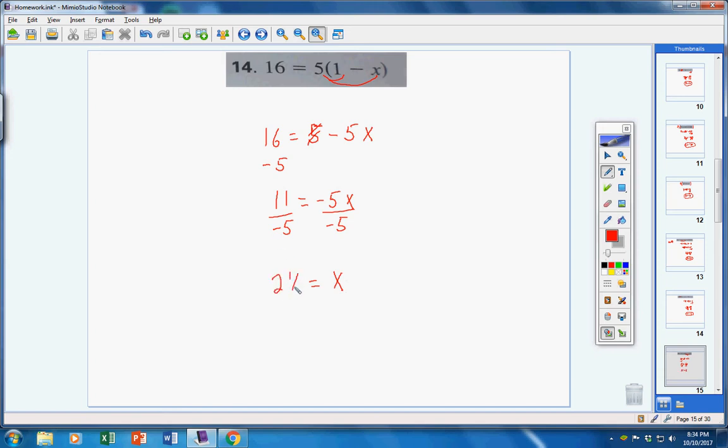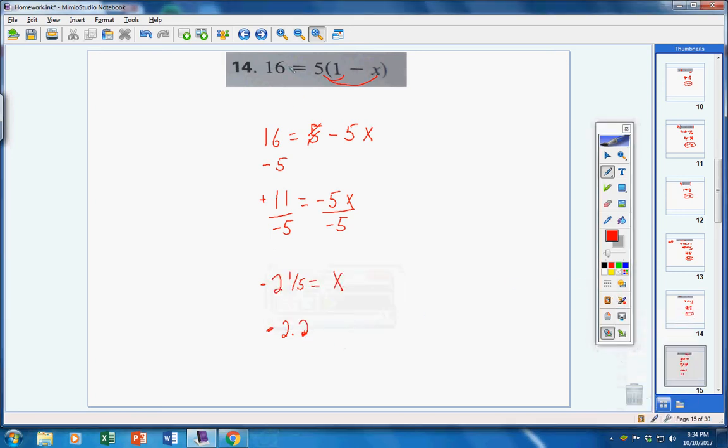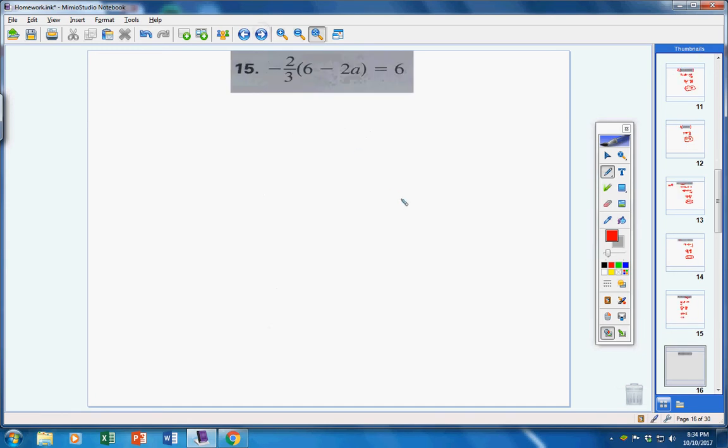And we're left with negative, because that positive over a negative is negative, and 11 over 5 is 2 1/5, or negative 2.2. Moving on to number 15.